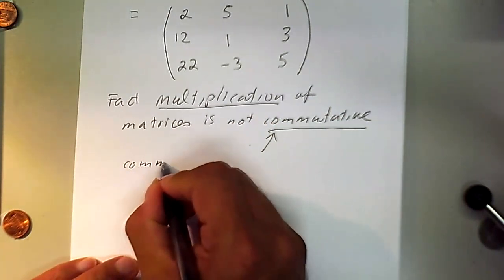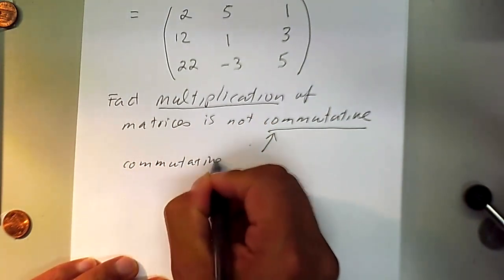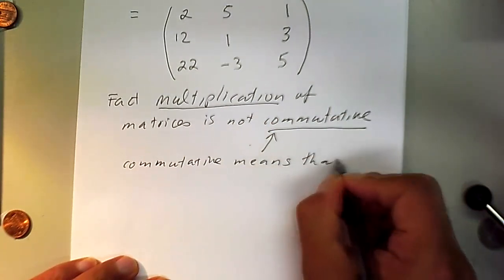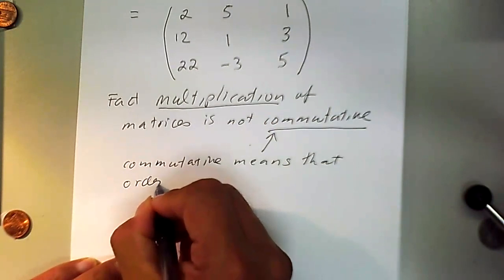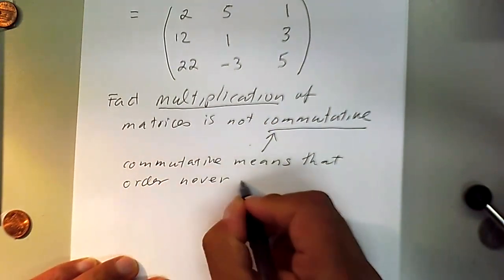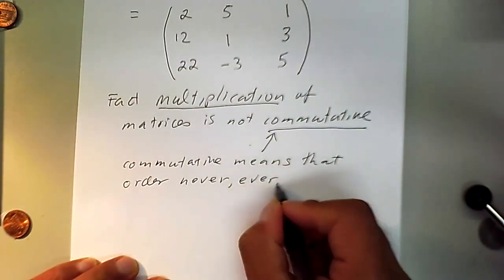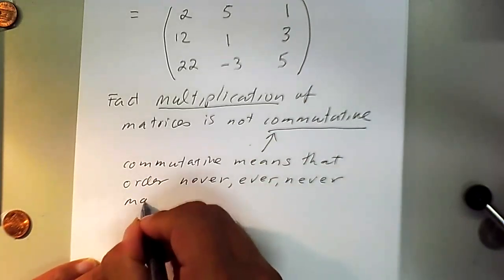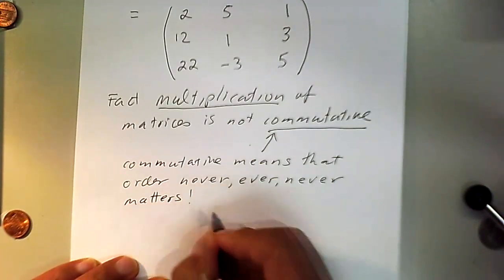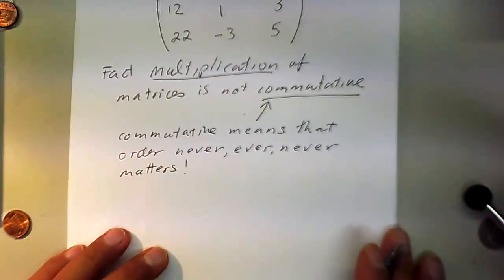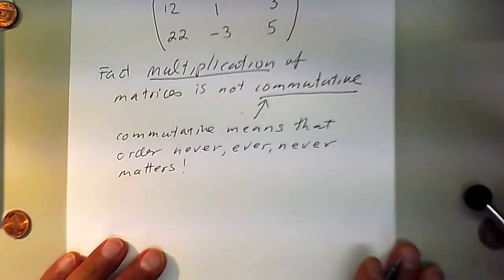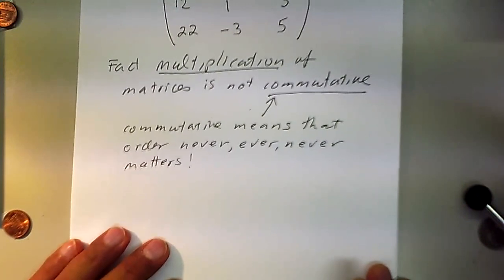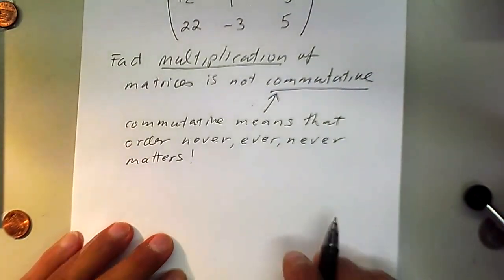So commutative means that order never, ever, never matters. Okay, it never, never, ever, ever matters. What is the opposite of never, never, ever something? Yeah, let's talk about that.